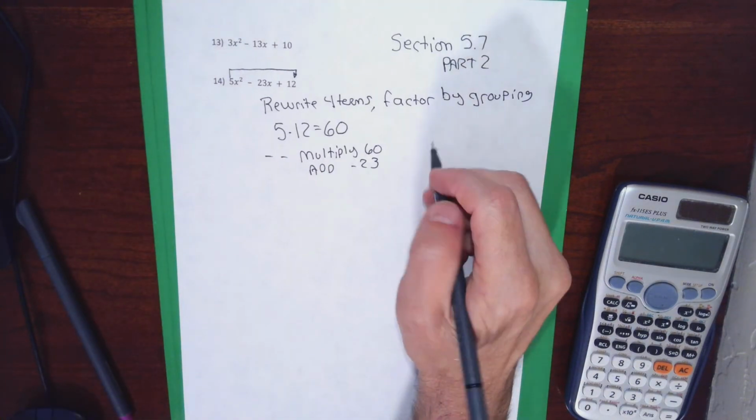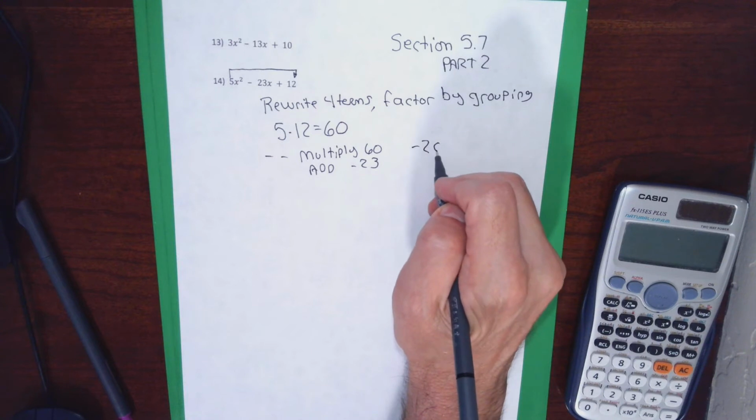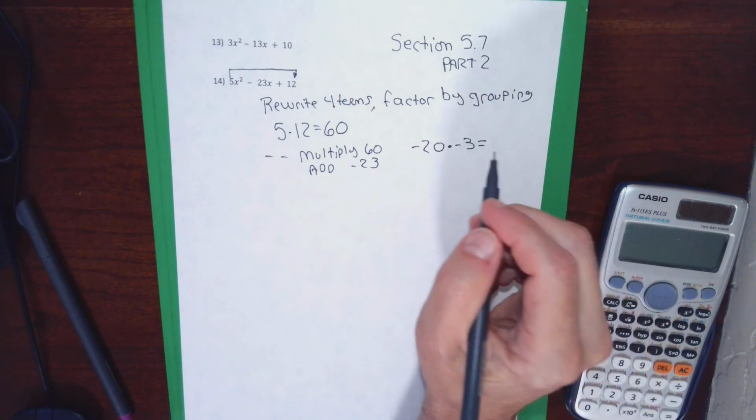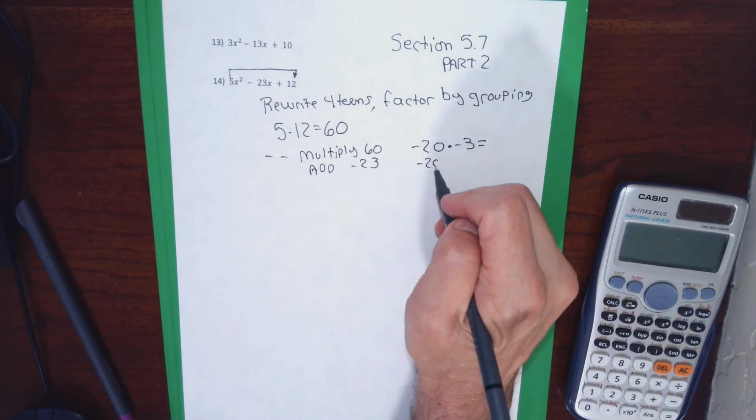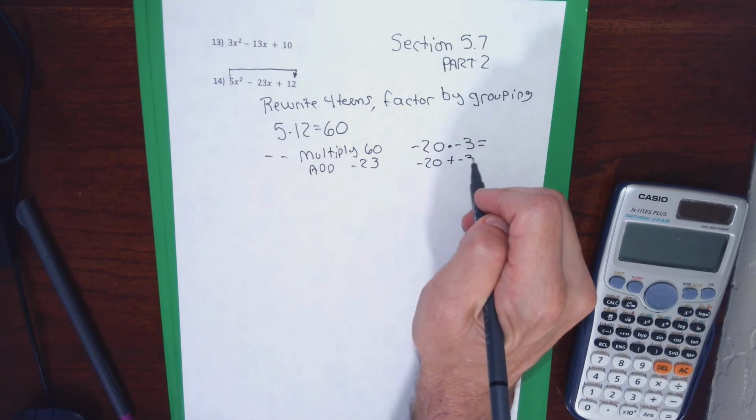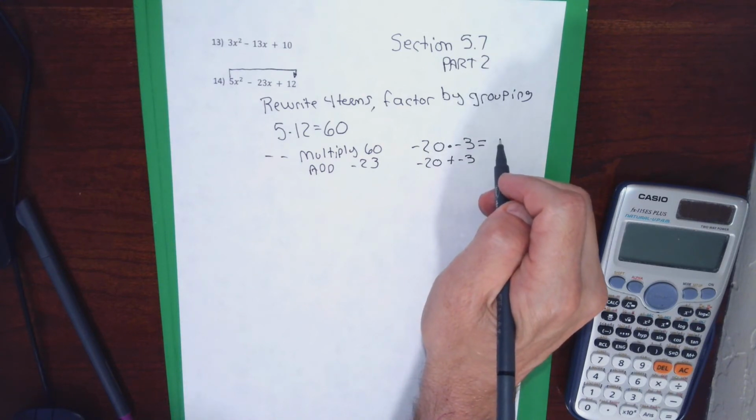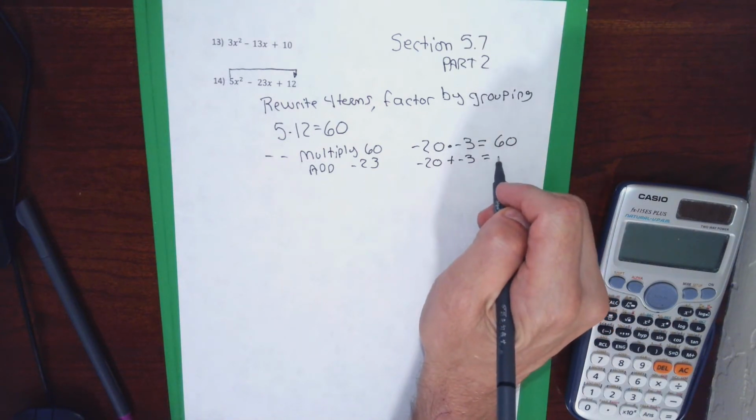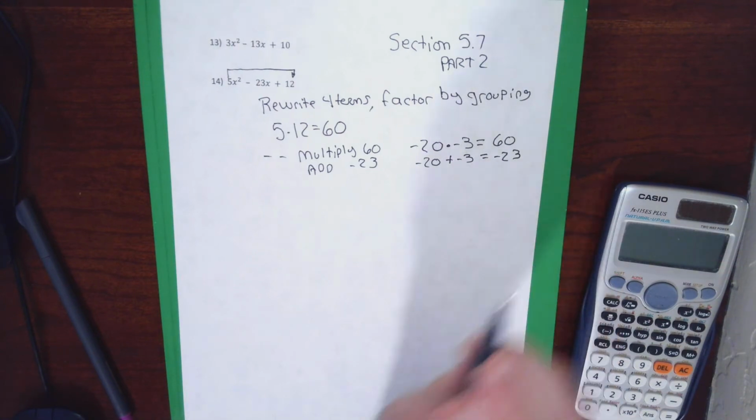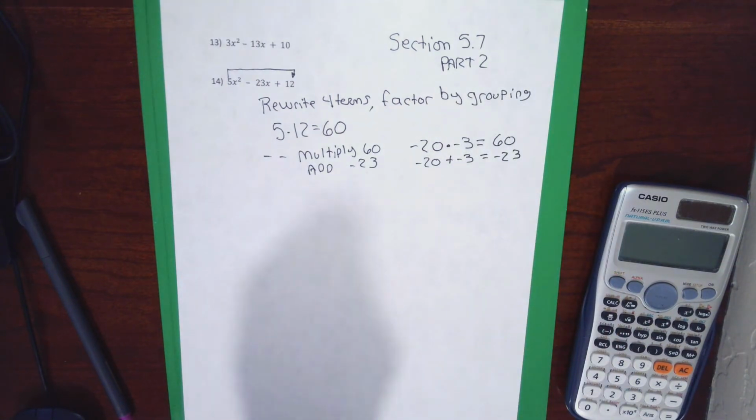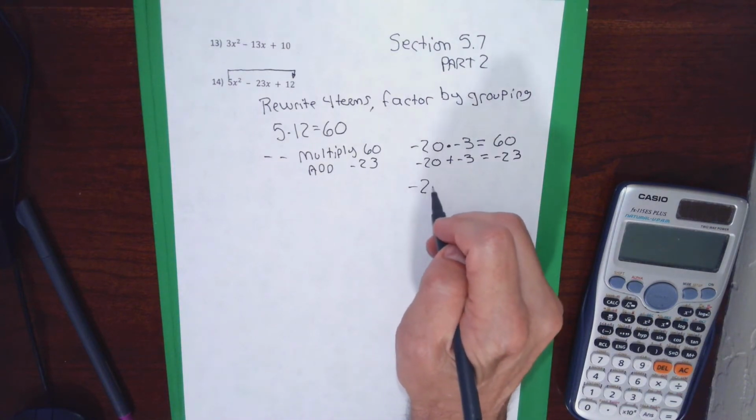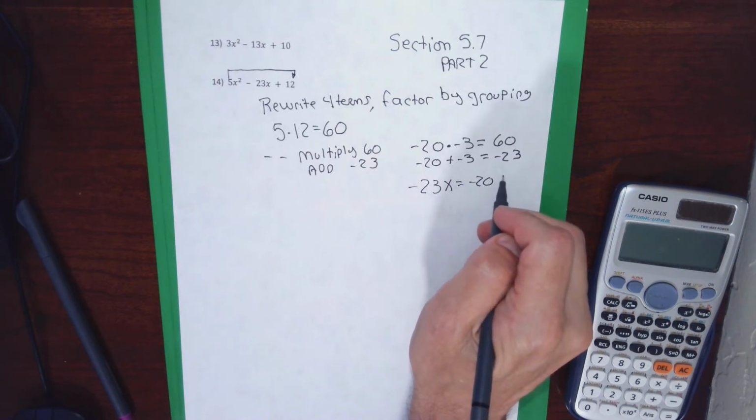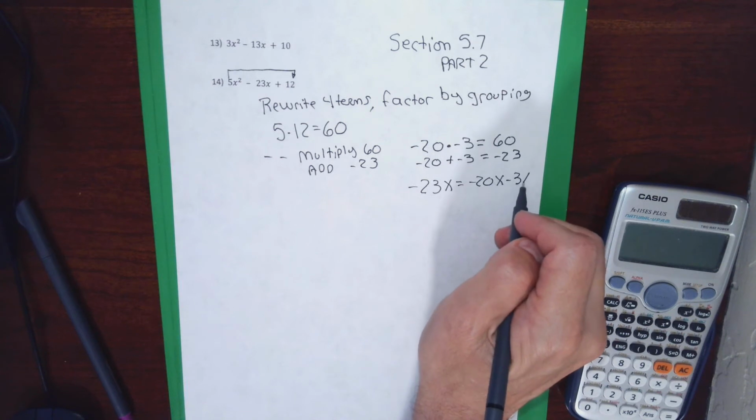And I'm going to speed up the process here by just writing down the numbers rather than writing every possible choice. The double negative factors of 60 that do both multiply to positive 60 and add to negative 23 are negative 20 and negative 3. If you multiply negative 20 and negative 3, they multiply to positive 60. If you add negative 20 and negative 3, those add to negative 23. And this will allow me to take the negative 23x and rewrite it as negative 20x minus 3x.